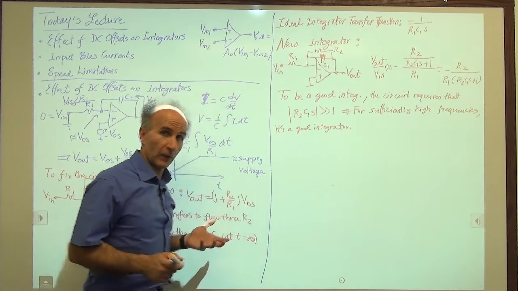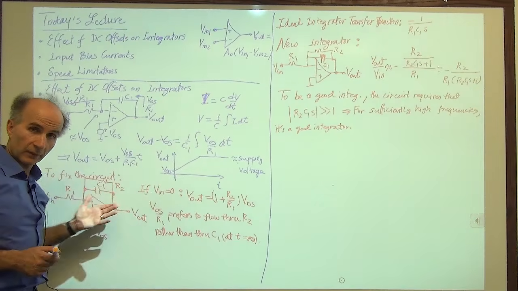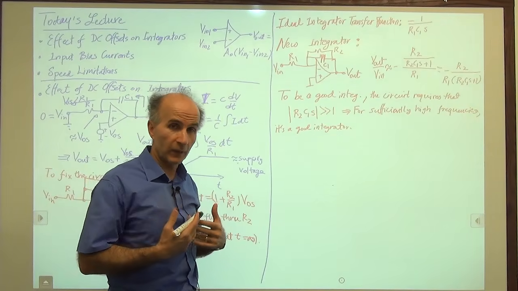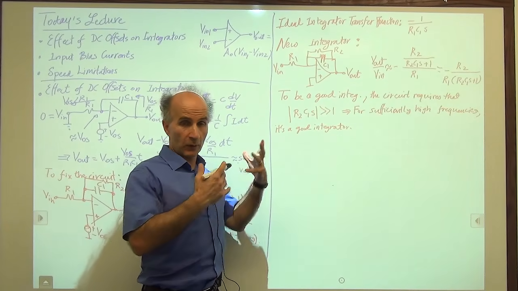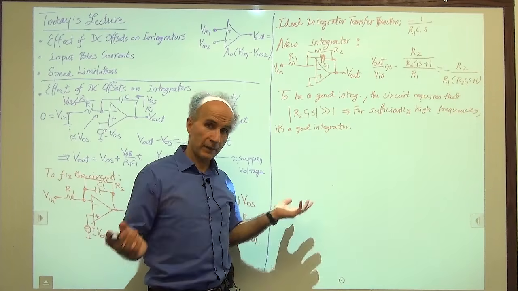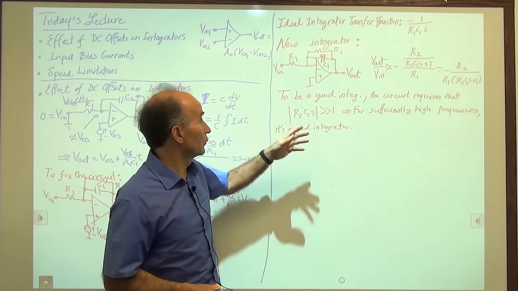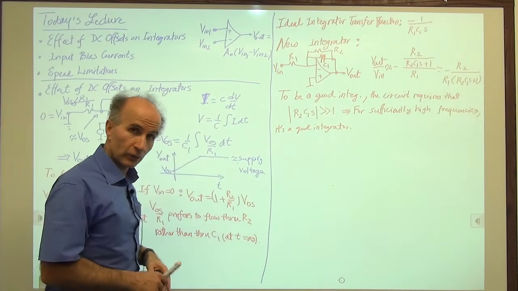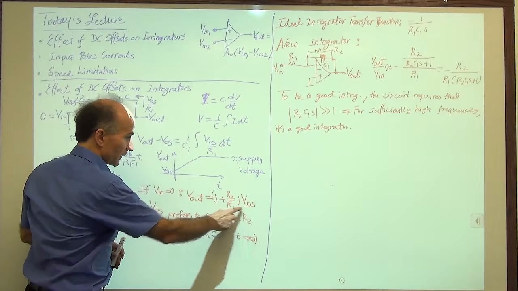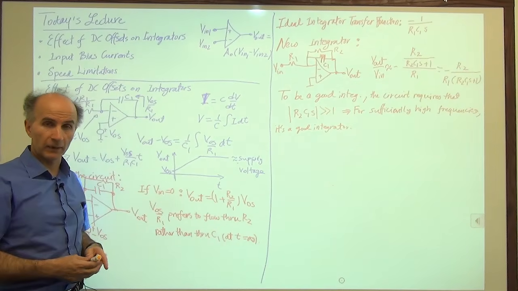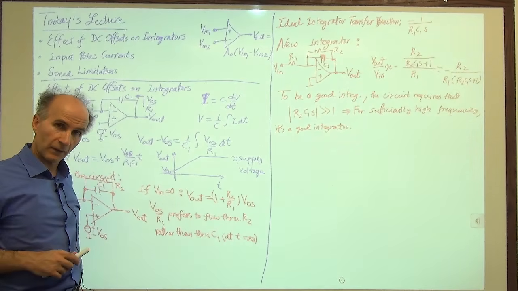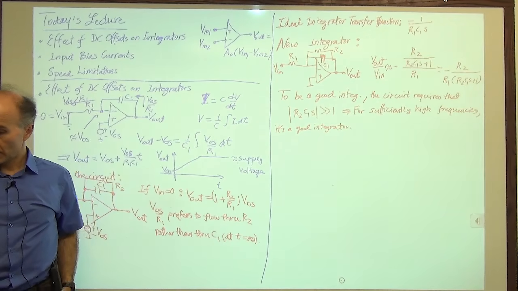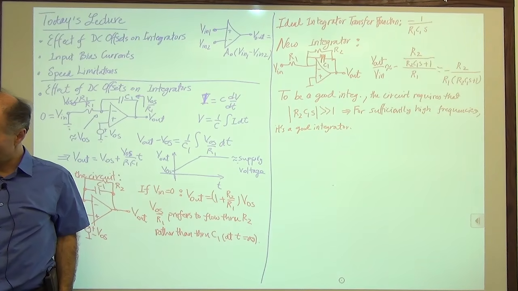So this fix that we apply to avoid this saturation problem does limit the frequencies that the input can have while we are performing good integration. But that's the price that we pay. We can pick R2 to be larger and larger for this to be satisfied. But if we pick R2 to be larger and larger, then the offset is also amplified by a larger and larger amount. So we have to balance these things. All right, so that is the integrator and the way we fix the problem of the offset.